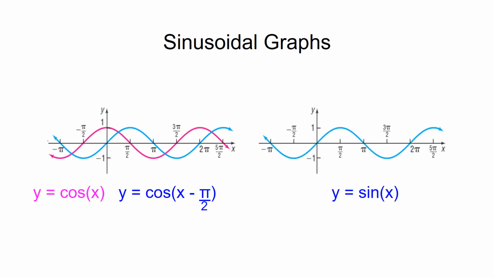When we graph y is equal to sine x, shown on the right, we see that its graph is identical to the graph of cosine of x minus pi over 2, shown on the left. This means the two functions are equal to each other, and it confirms what we've already seen, that sine and cosine are very similar functions.